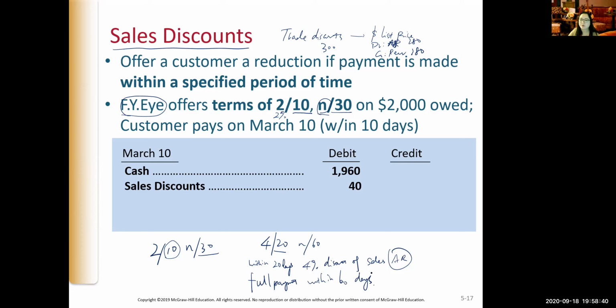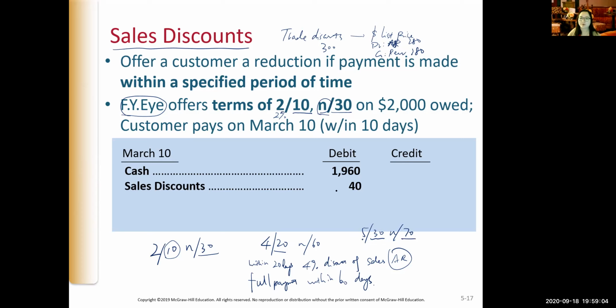So we can change more. 5/30, n/70 means that within 30 days you get 5%. If you pay me from the point of sale within 30 days, you get a 5% discount for paying me fast. But you have to make the full payment within 70 days.